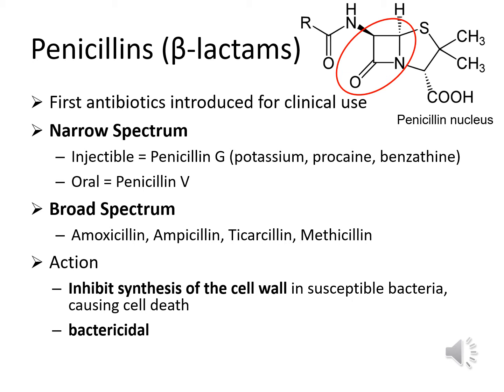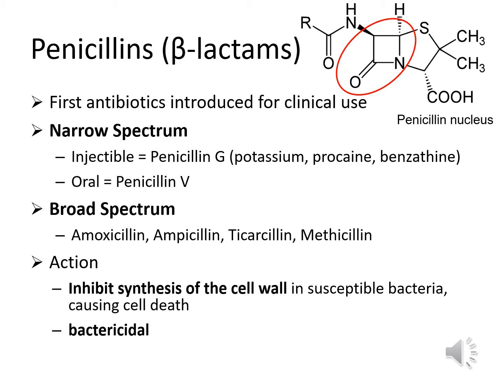Penicillin itself is a narrow-spectrum antibiotic, and so it's virtually only effective against gram-positive bacteria. And it is effective against some aerobes and some anaerobes, but they're all gram-positive aerobe and anaerobe bacteria that it'll be effective against. Penicillin itself comes in two different forms.